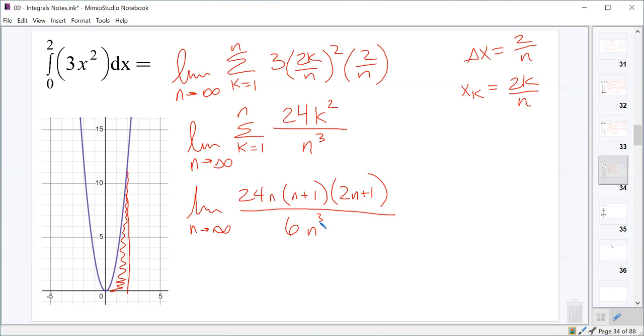If I were to distribute everything out there in the numerator, I've got an n times another n times another n. It's going to give me the same n cubed that I have in the denominator. So really, I just got to look at those coefficients. I got a 24 and a 2 is going to give me 48. So effectively, this is 48n cubed plus some other stuff over 6n cubed. I'll just divide the leading coefficients because the degree is the same. It's just 48 over 6, which is just 8. So the area underneath 3x squared from 0 to 2 is just 8 square units.